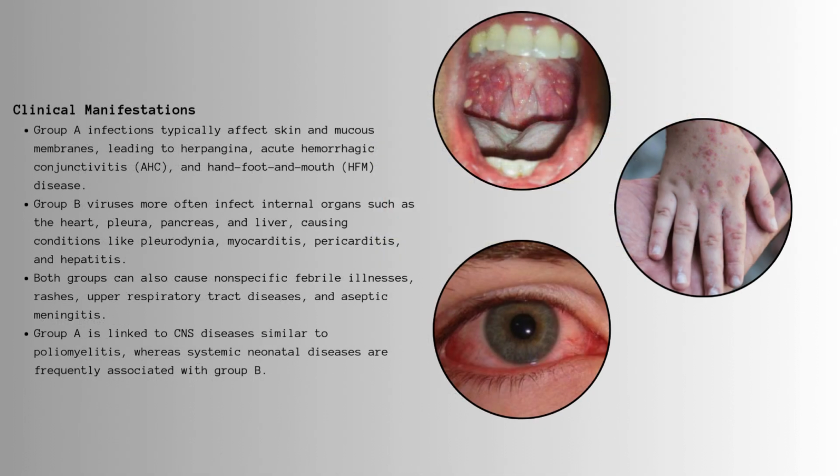Clinical manifestations. Group A typically affects the skin and mucous membranes, leading to conditions like herpangina, acute hemorrhagic conjunctivitis, and hand, foot, and mouth disease. Group B tends to impact internal organs, causing diseases such as pleurodynia, myocarditis, and hepatitis.